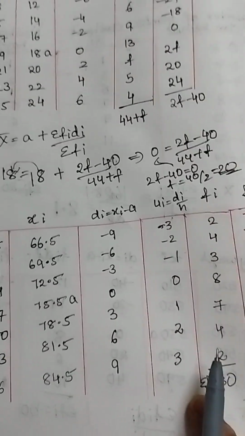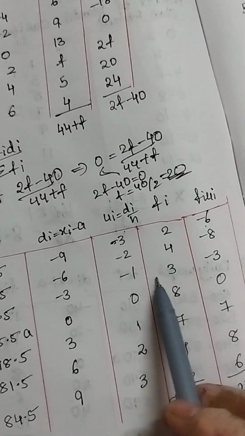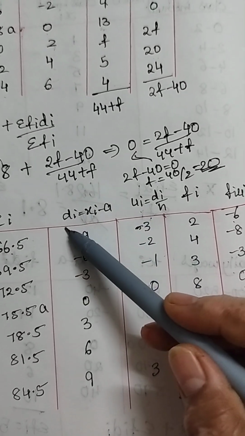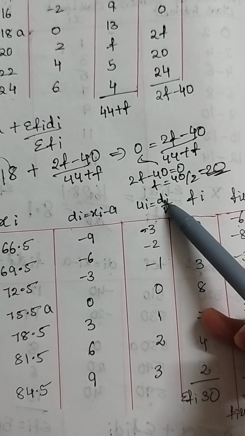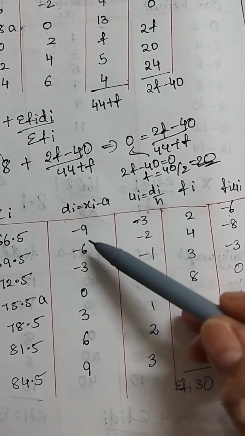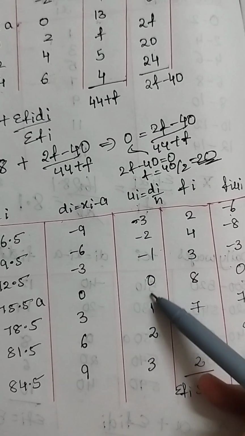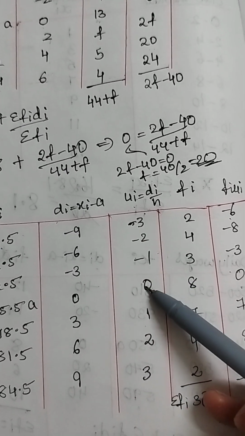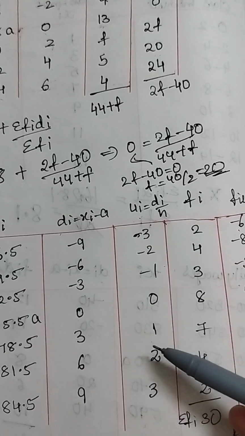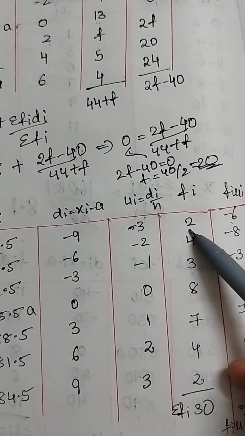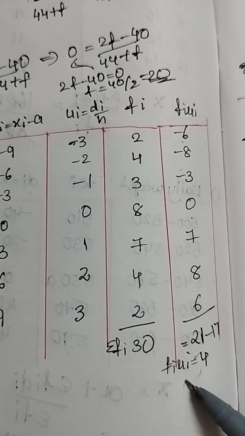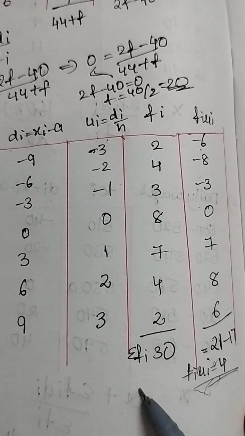So this one I am showing you by step deviation method. So we should do another column ui after finding di. Ui is nothing but di by h. With class size we should divide: 0, 1, 2, 3, minus 1, minus 2, minus 3. So always above 0 will be negative, below 0 will be positive. So do multiply this one. See Fi, this one I got it as 4.